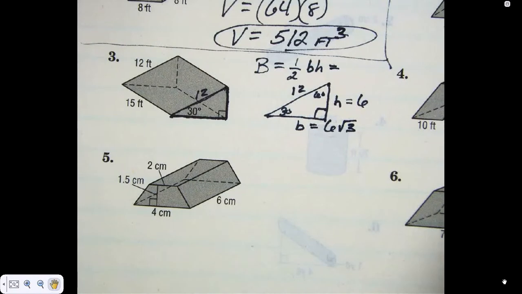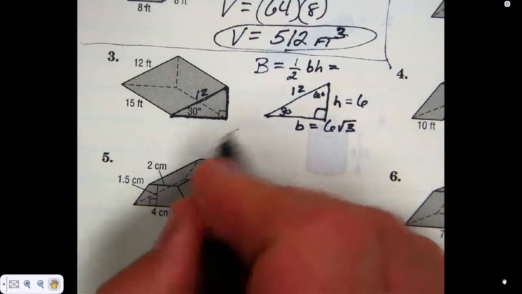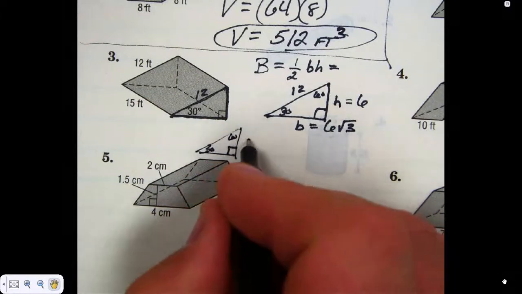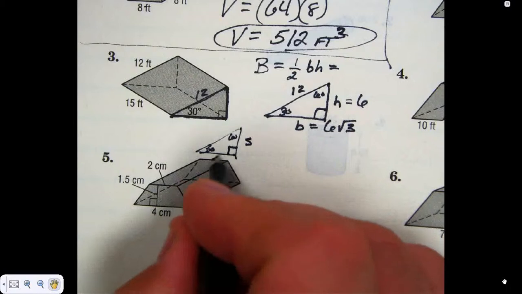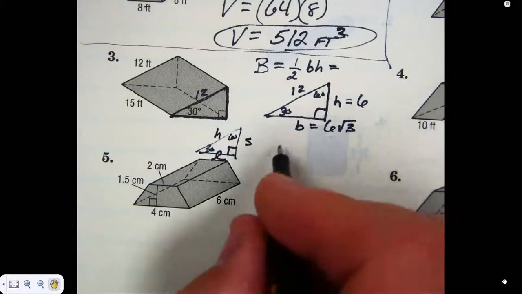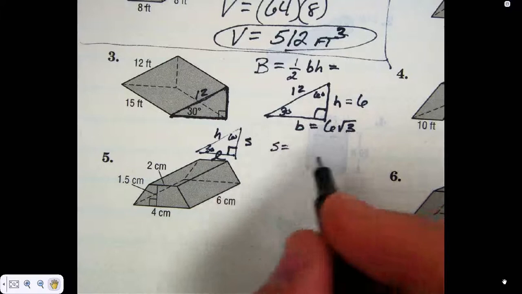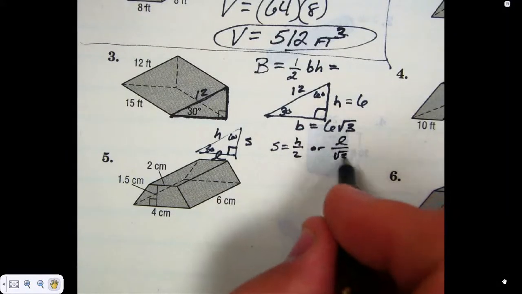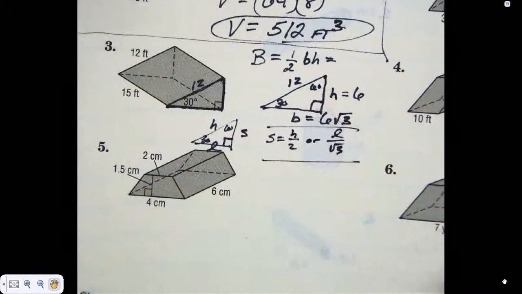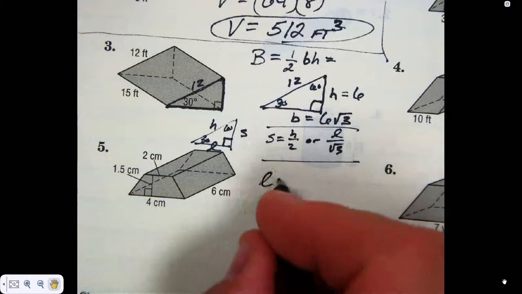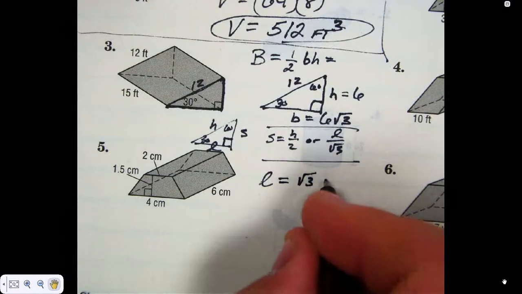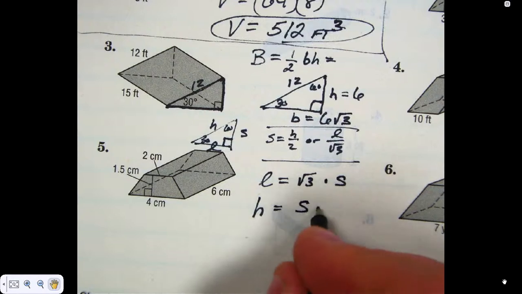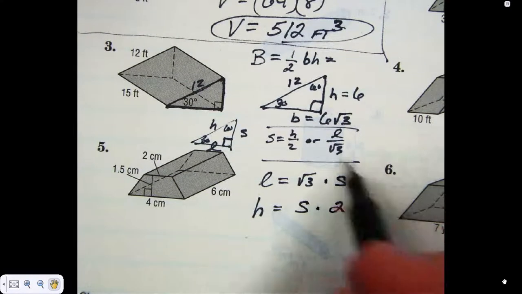If you're curious how I got that, in a 30-60-90 triangle, the shorter side is always S. Remember, that's the cursive L and that's the hypotenuse. First thing you always find is S. S is always equal to either the hypotenuse divided by 2 or the longer leg divided by square root of 3. Once you find that, L is equal to square root of 3 times S. H is equal to S times 2.